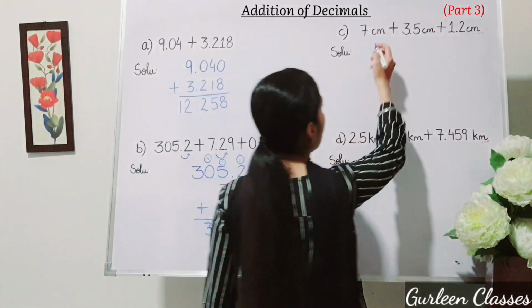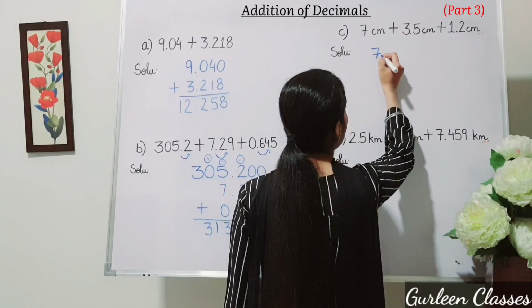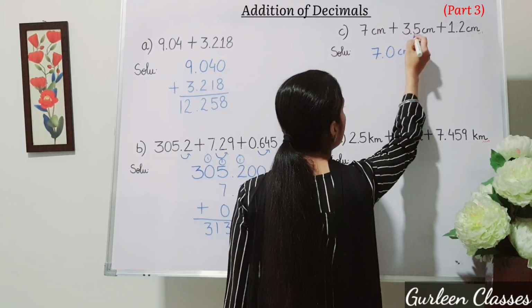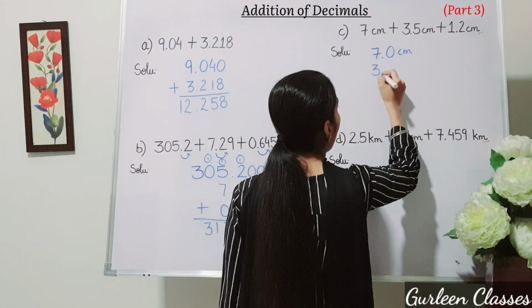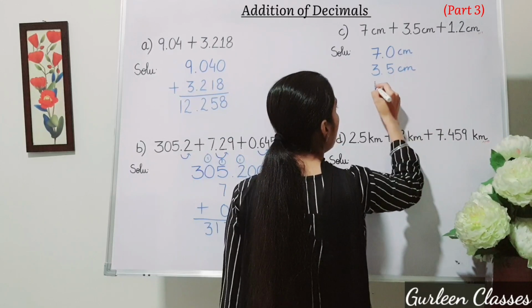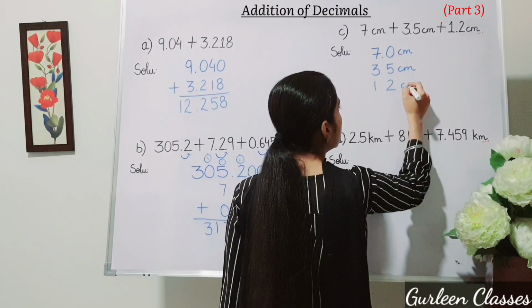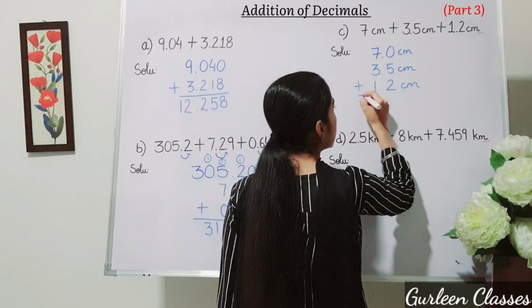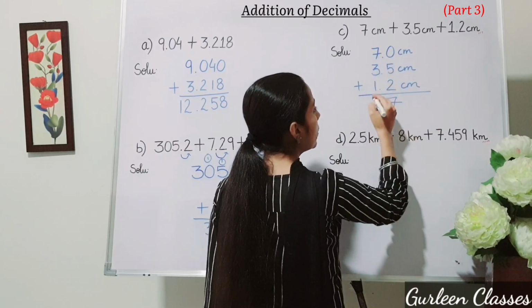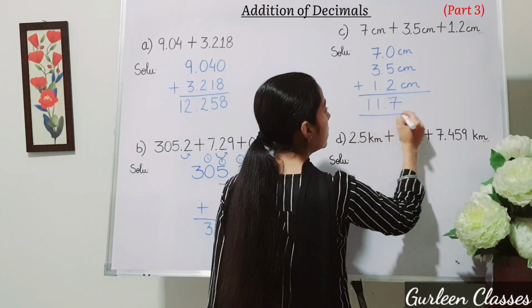Now C bar: 7 centimeter plus 3.5 centimeter plus 1.2 centimeter. So now let us add. It will be 7.0 centimeter. Then 3.5 centimeter. Then 1.2 centimeter. So let us add. 5 plus 2, 7. 7 plus 3, 10 and 11.